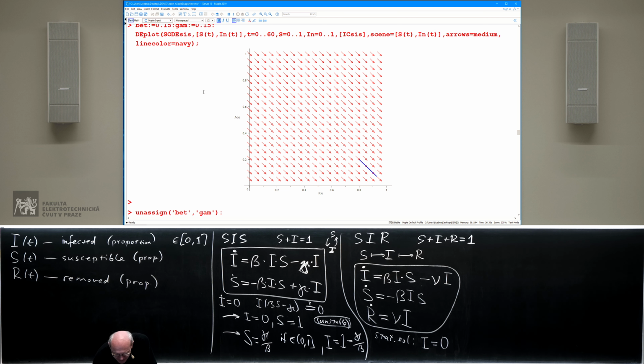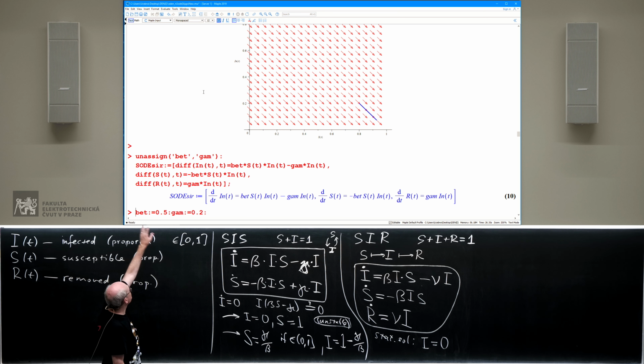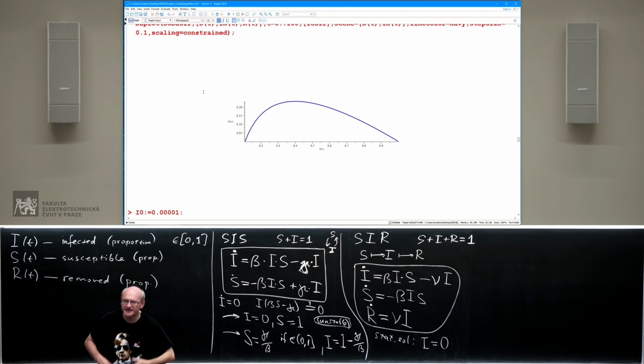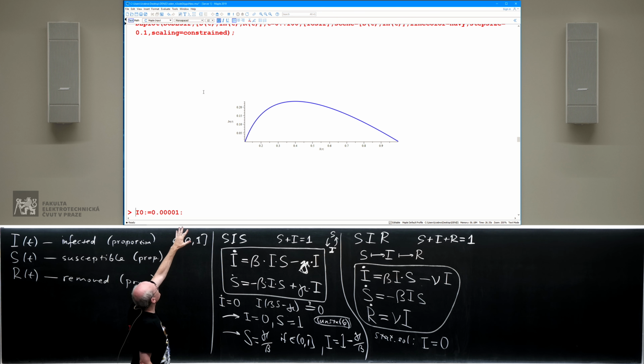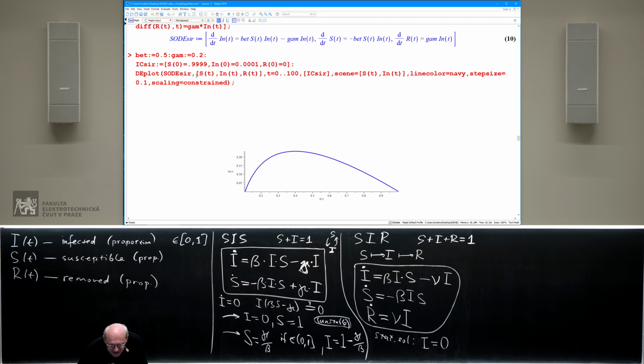So over here, I set up the system for my SIR model. And now for some constants, again, these are reasonably realistic constants. What we can see over here is the orbit. On the horizontal axis, we can see the number of susceptible people. And on the vertical axis, we can see the number of infected people. So where do we read it? How do we read it?